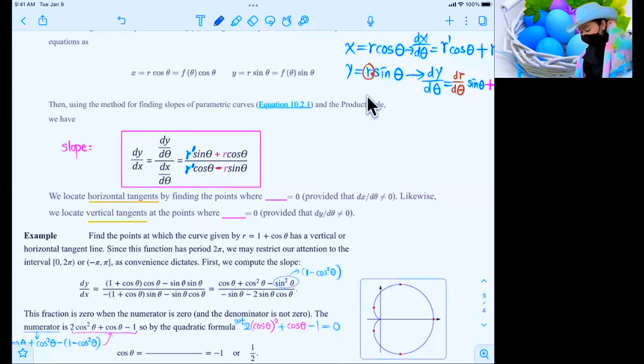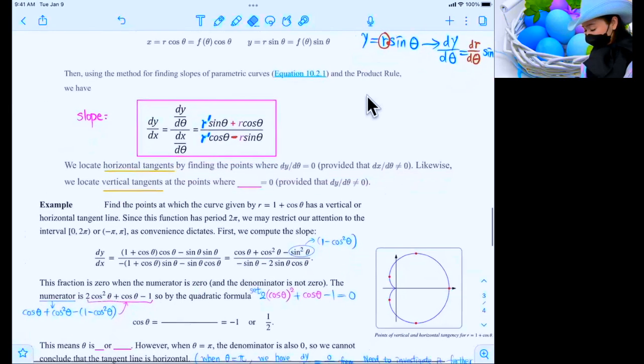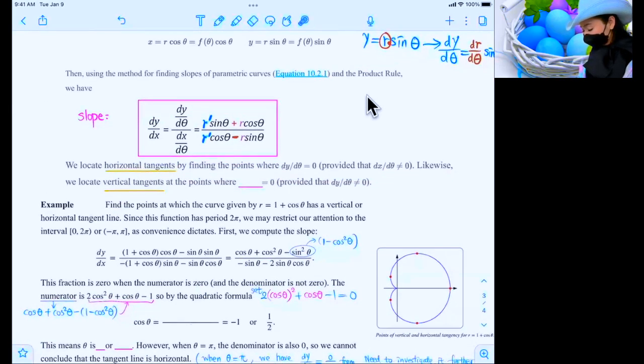Now, how do you locate a horizontal tangent? A horizontal tangent is dy/dx equal to what? dy/dx equal to 0. So when will dy/dx equal 0? Looking at this quotient, when the numerator equals 0 and the denominator does not equal 0. So we're trying to find when the numerator equals 0, which is dy/d theta equal to 0, provided that dx/d theta does not equal 0.